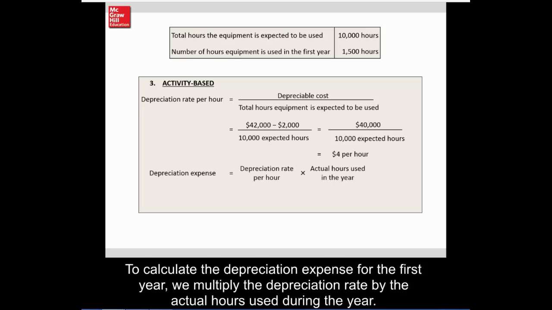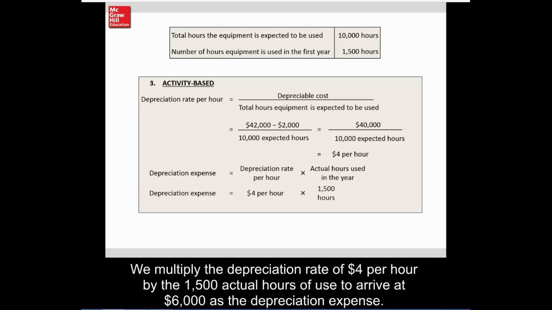To calculate the depreciation expense for the first year, we multiply the depreciation rate by the actual hours used during the year. We multiply the depreciation rate of $4 per hour by the 1,500 actual hours of use to arrive at $6,000 as the depreciation expense.